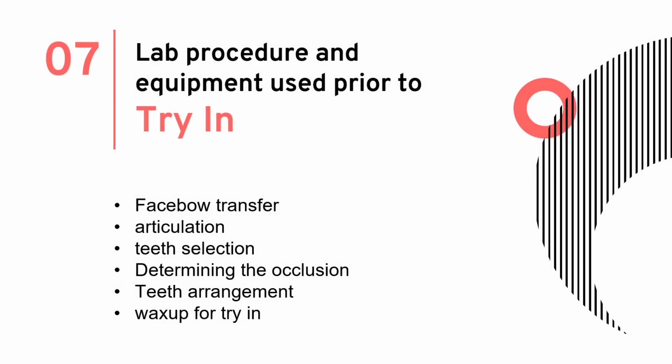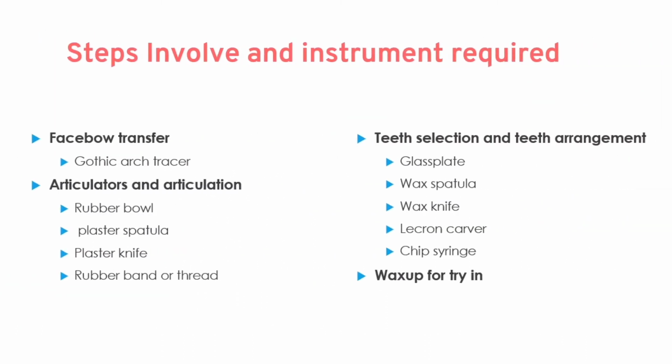Lab procedure and equipment used prior to try-in steps involve face bow transfer, articulation, teeth selection, determining the occlusion, teeth arrangement, and wax up for try-in. Here is the list of steps involved and instruments required.